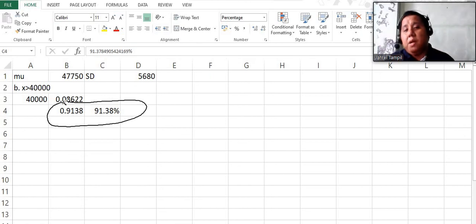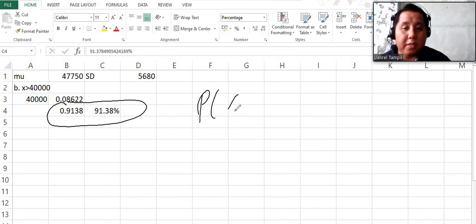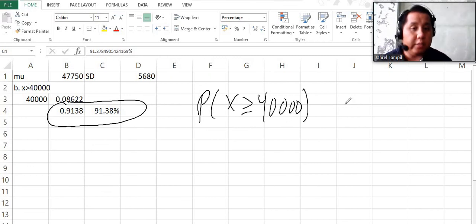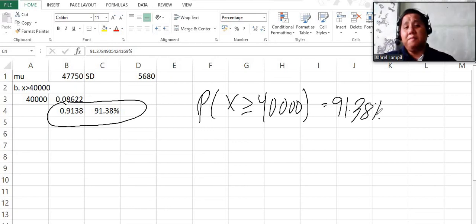So this means that the probability that a salary is more than 40,000, that's in symbols, would be 91.38%. And that's a very high probability. We are sure that the teachers will get more than an annual salary of 40,000. So that is how we get probabilities in the normal distribution if we want the probability of more than a certain data point.